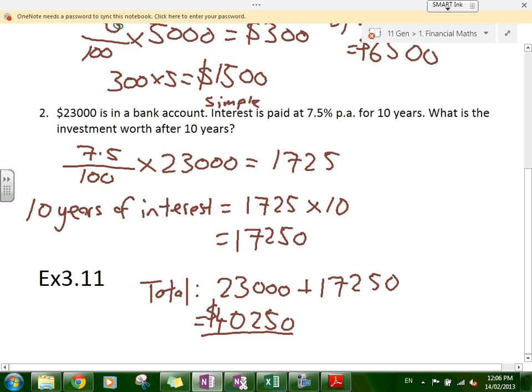And then I'm going to go through compound interest. At this stage, we're not going to do the formula. We're just going to introduce it, and then the formula comes in later on.